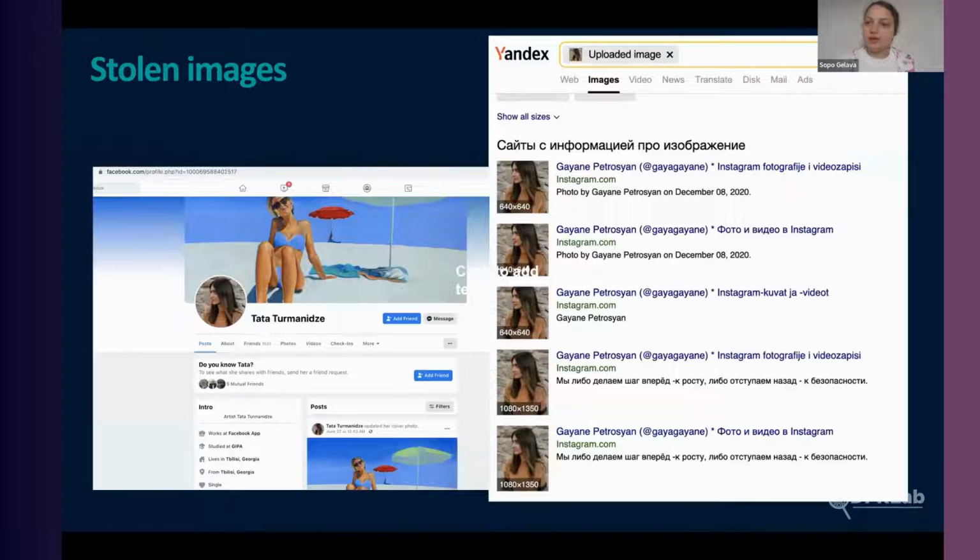So this is one of the examples from the Georgian takedown, Tata Turmanidze, which is a Georgian name and surname for a woman. And we do the image verification, or reverse image search, in Yandex, very easily and very quickly. And we can already say that this is not Tata Turmanidze, and this is a girl from Armenia using Instagram. And from her Instagram, someone stole her image and used it for political information operations in Georgia.